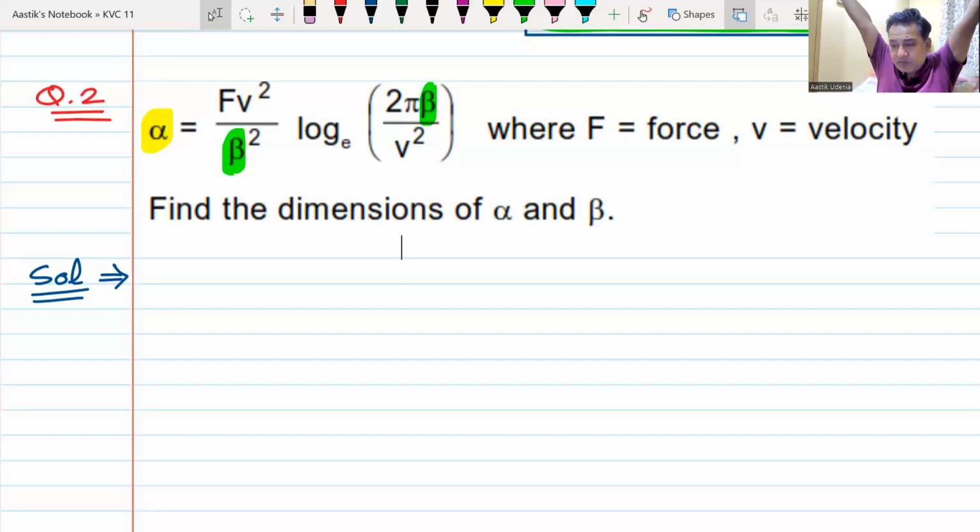Still, I'll give you 15 seconds. Please raise hands of all those people who have got the answer. The answers are alpha is ML minus 1 and beta is L square T minus 2. I can see a lot of raised hands. That is a great sign. The smaller class doesn't seem to have solved it. That's not good. No one from the smaller class could solve it.